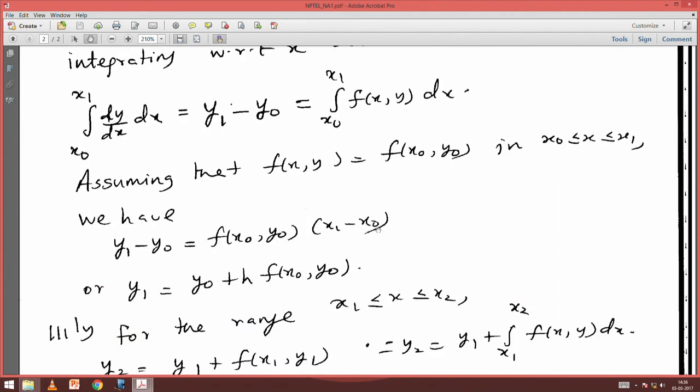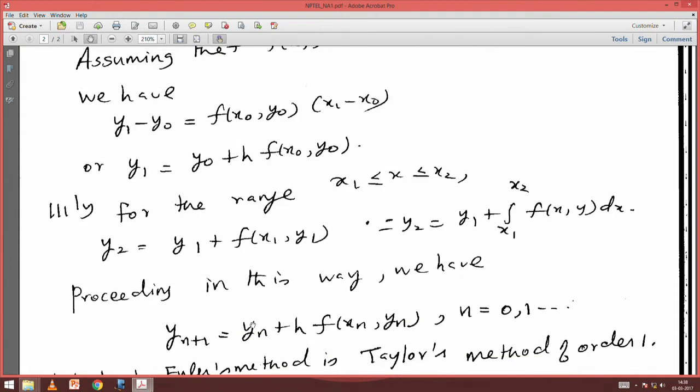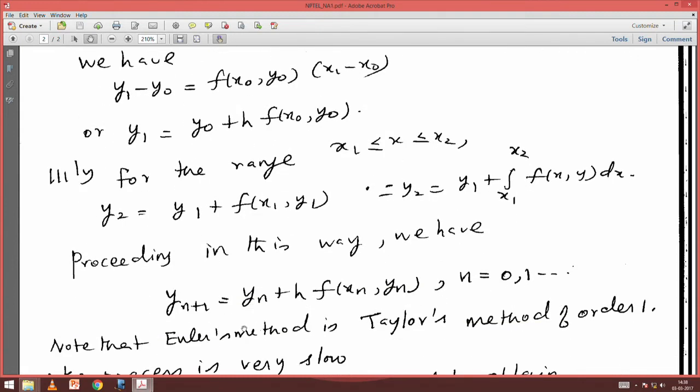So, we assume at this stage that we want to approximate f of x comma y by a constant polynomial, namely the value of the function at x0 comma y0. So, take f of x comma y to be f of x0 comma y0 in the interval x0 to x1. So, we end up with y1 minus y0 equal to f of x0 y0 into x1 minus x0 when we perform the integration. But x1 minus x0 is h. So, we have y1 equal to y0 plus h into f of x0 y0. Once we know y1, I move on to y2.